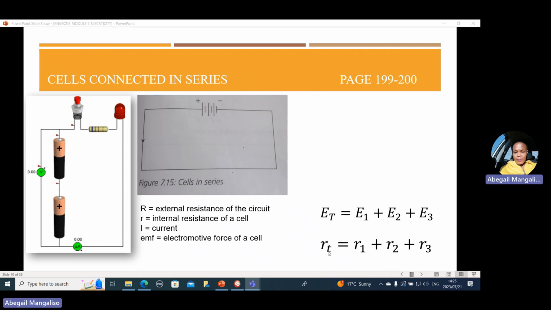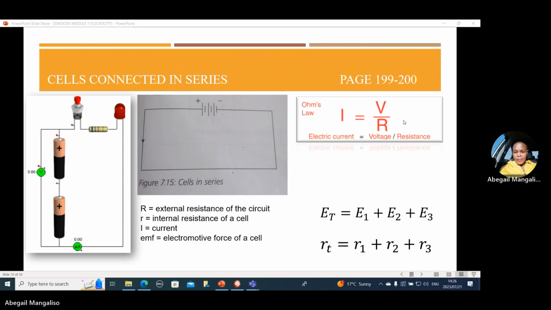When you calculate the internal resistance, only if they are connected in series, depending on the number of cells that are connected, it will be r1 plus r2 plus r3. Then it's going to give you the total of what is internal. Then to calculate total current or the current across any component of a circuit, we can use Ohm's law. The I stands for electric current. V is the voltage, or it can be EMF. R is the resistance, that is Ohm's law.